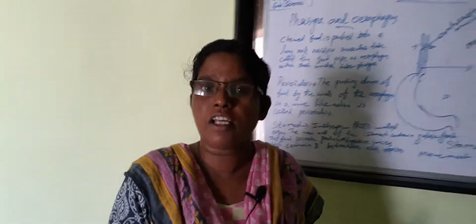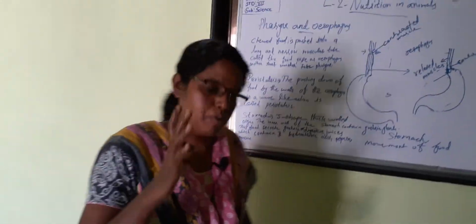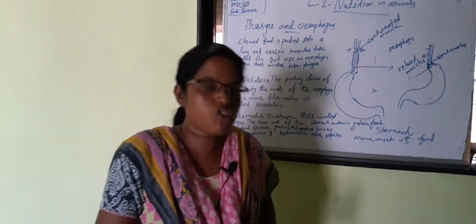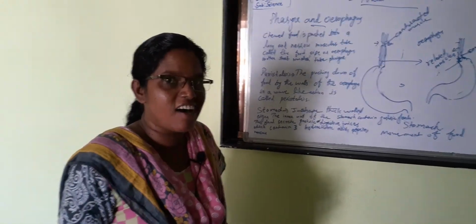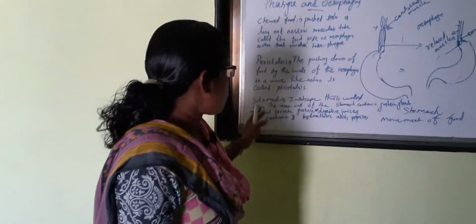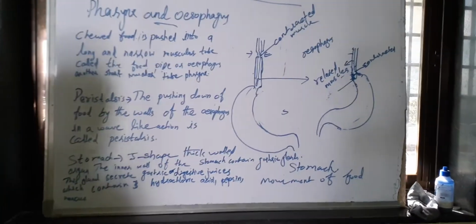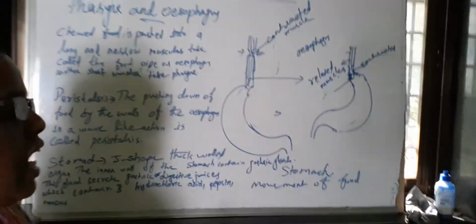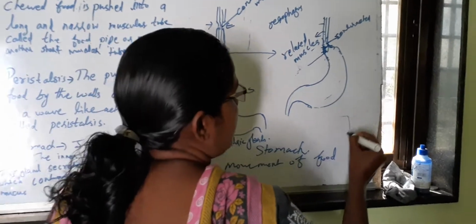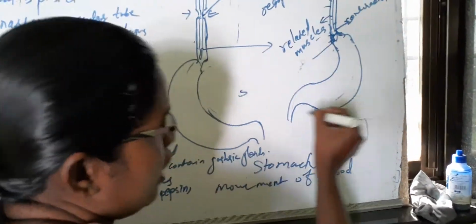The stomach is situated on the left side of the abdomen. How many stomachs do we have? One only. So what is the shape of the stomach? It is a J-shaped, thick-walled organ. J-shape, you understand, no? Like that only, J. So this is also like that.